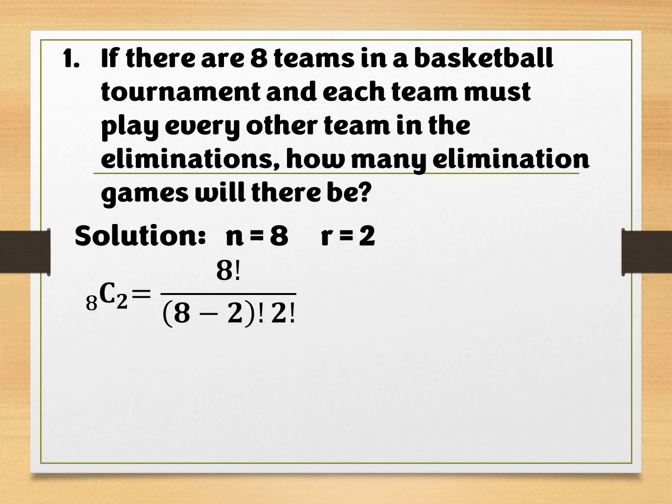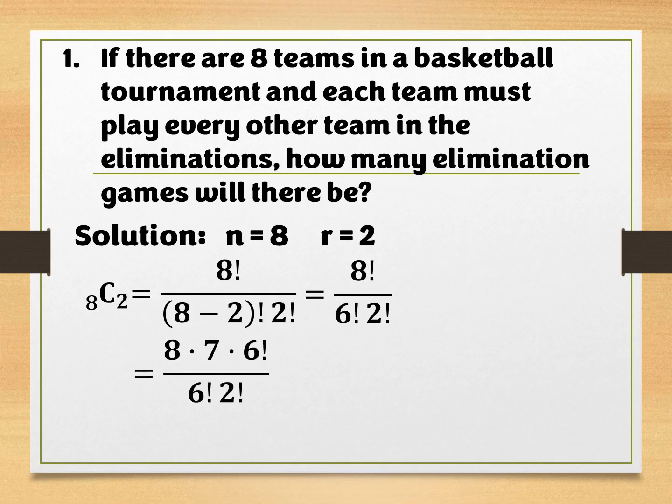And we're going to solve now for the number of combinations of 8 objects taken 2 at a time. That is equal to 8 factorial all over the quantity of 8 minus 2 factorial times 2 factorial. And then simplify the denominator. 8 minus 2 is equal to 6. So that is equal to 8 factorial all over 6 factorial times 2 factorial. And then we're going to simplify.